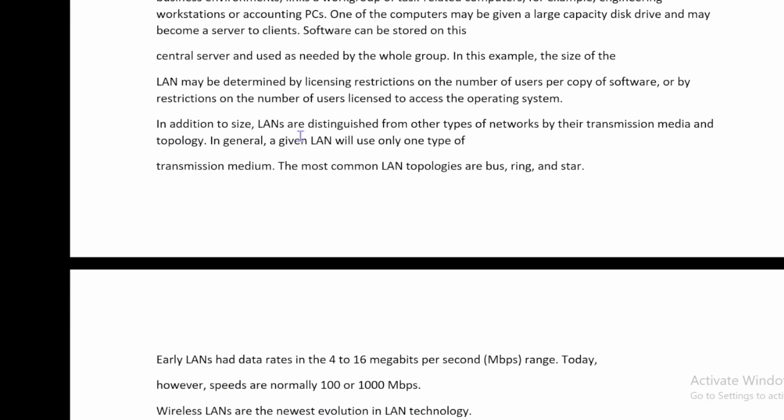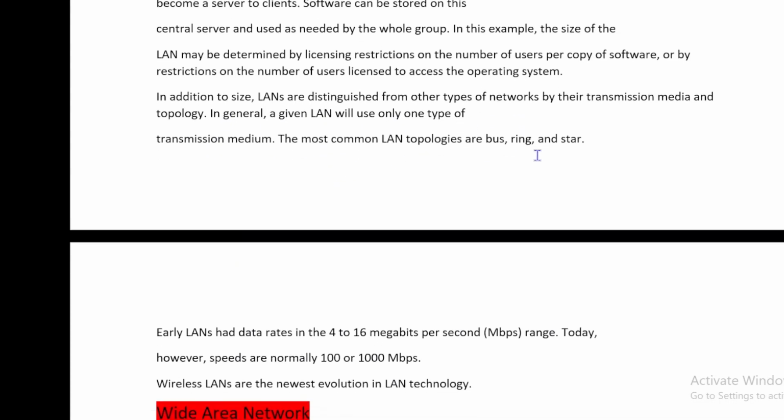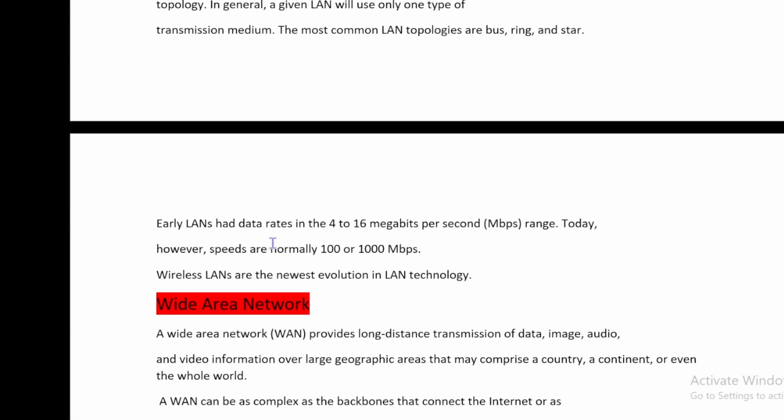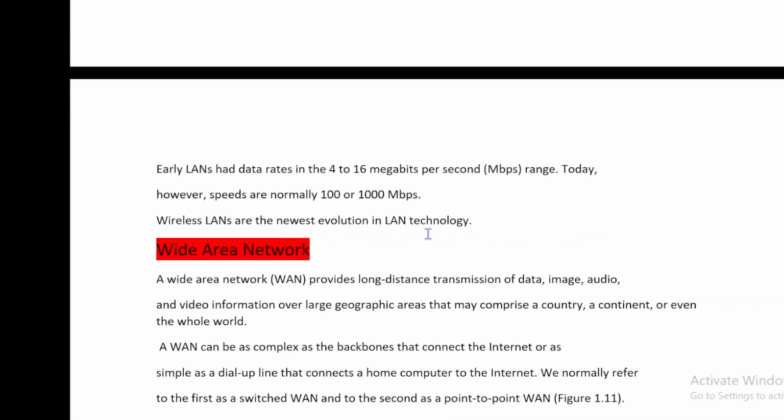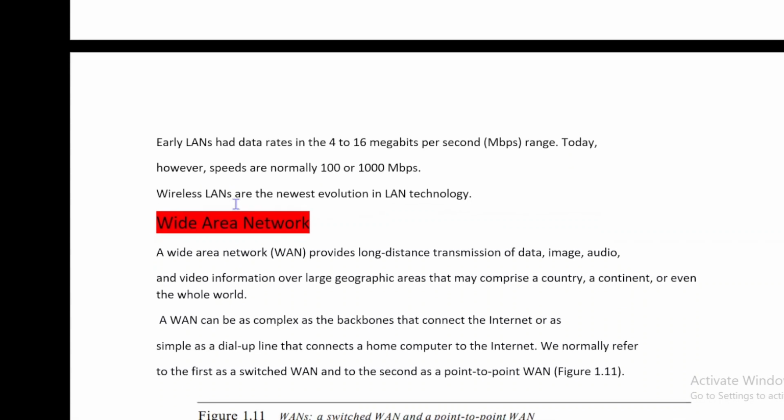In addition to size, LANs are distinguished from other types of networks by their transmission media and topology. In general, a given LAN will use only one type of transmission medium. The most common LAN topologies are bus, ring, and star. Early LANs had data rates in the 4 to 16 megabits per second (Mbps) range. Today, however, speeds are normally 100 or 1000 megabits per second. Wireless LANs are the newest evolution in LAN technology.